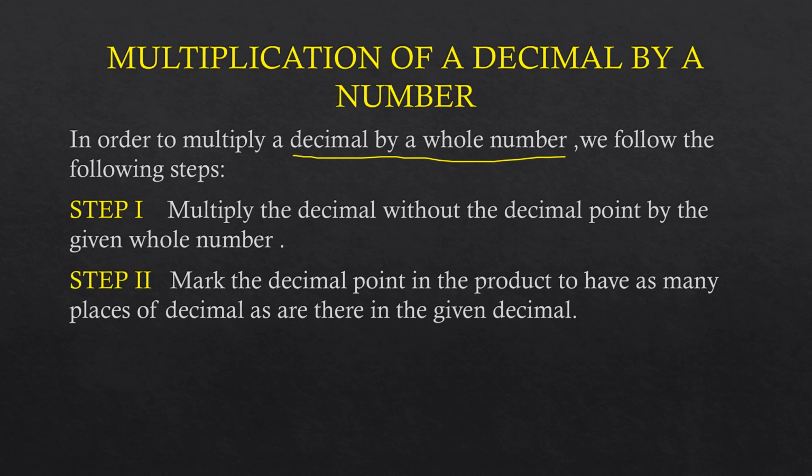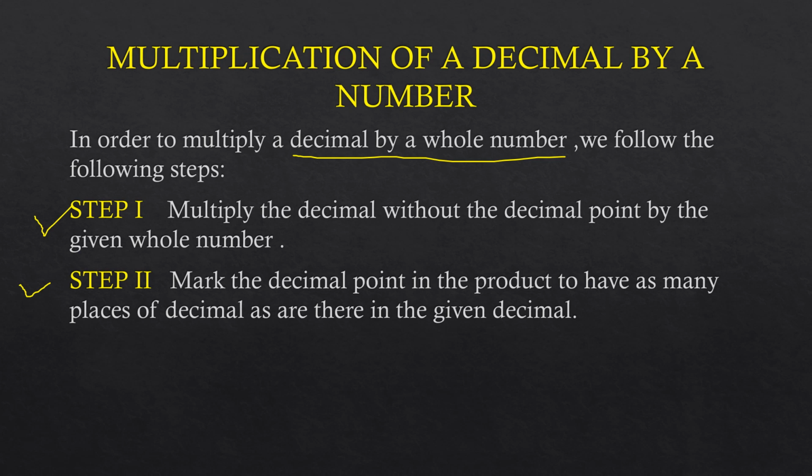Simple multiplication as we do. So step 1 is multiply the decimal without the decimal point. We will be having two numbers, one is a decimal number and the other will be a whole number. So we will multiply both the numbers without using the decimal point in the decimal number. And step 2 says mark the decimal point in the product to have as many places of decimal as are there in the given decimal.